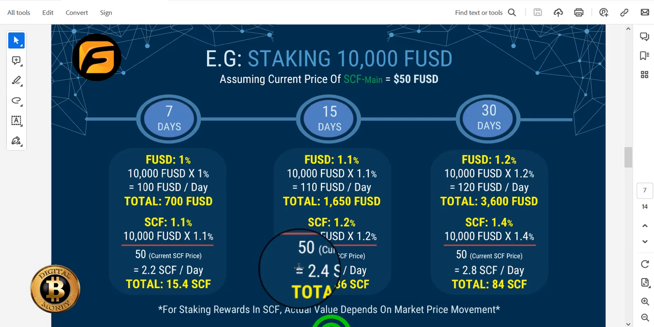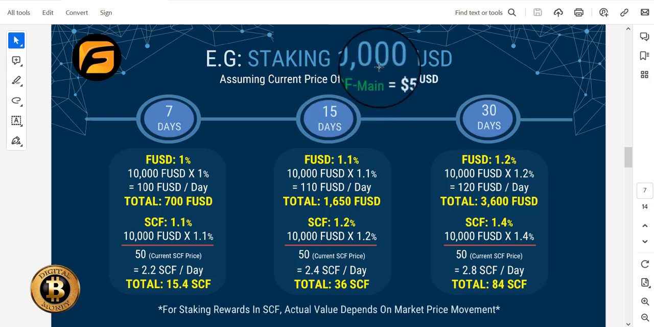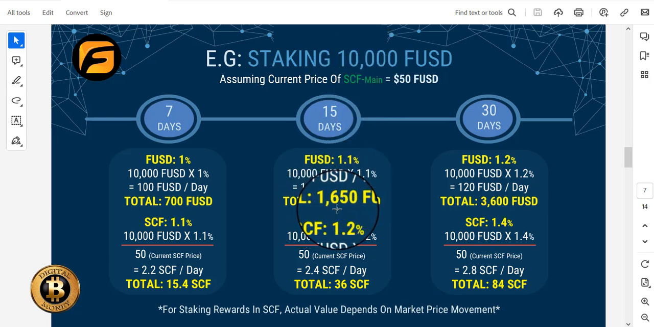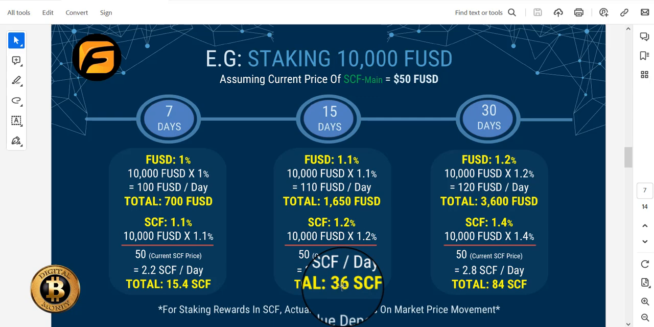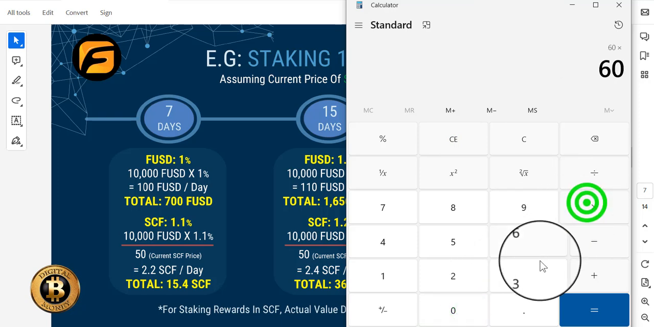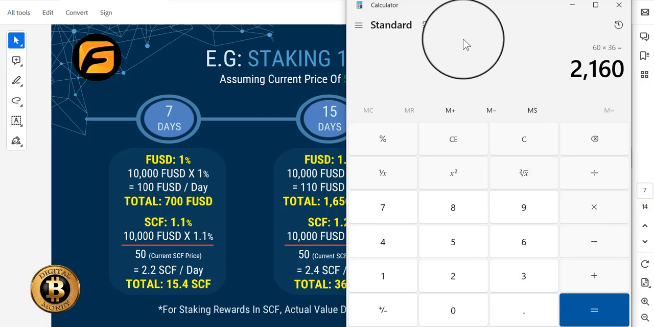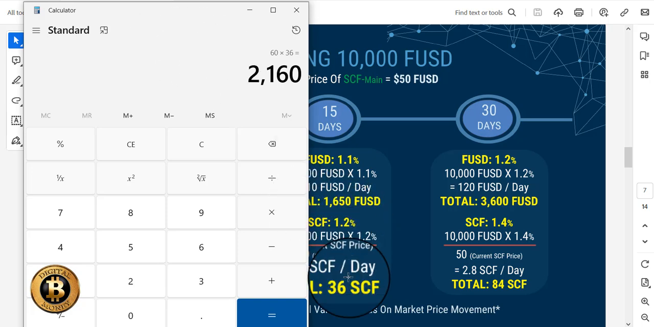So let's go back here, all right, and let's look at a 15-day stake. On a 15-day stake, if you were to stake $10,000, you're looking at earning $1,650 for the 15 days. If you elected to get paid in the SCF coin, you're looking at 36 coins. And we said that the coin is $60 right now times 36. So that's about $2,160. Okay. So you would earn actually more at this current price, right?